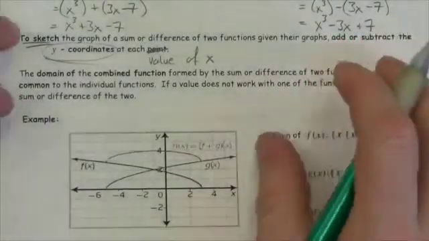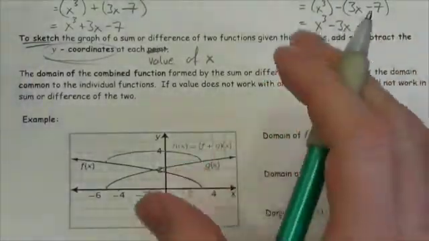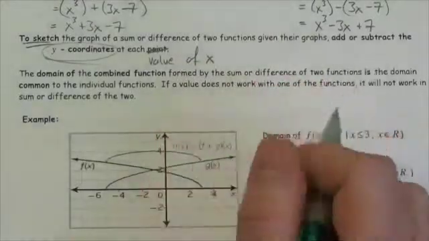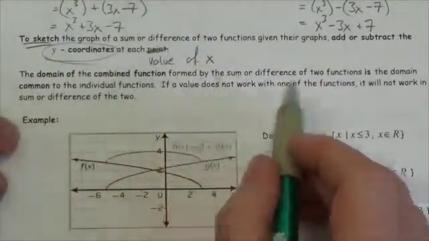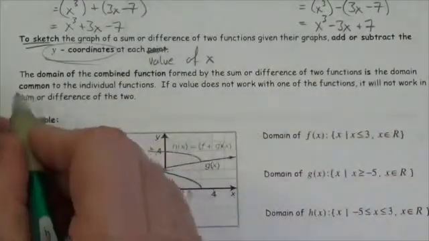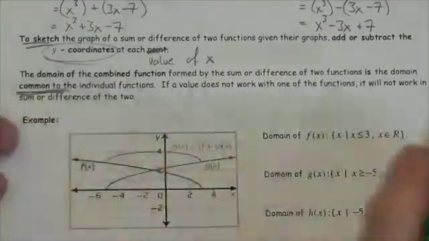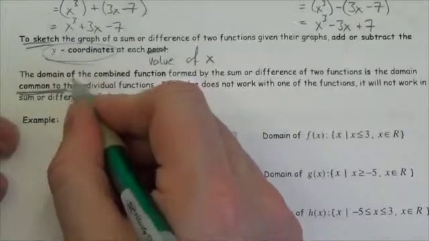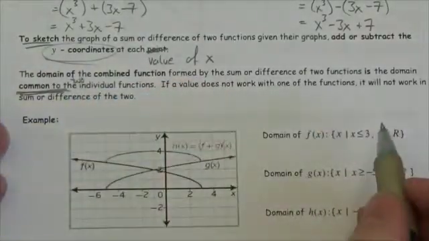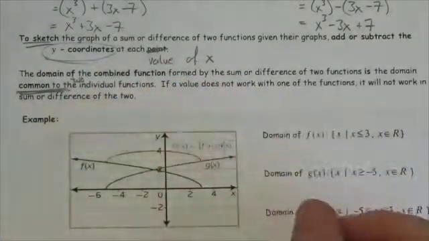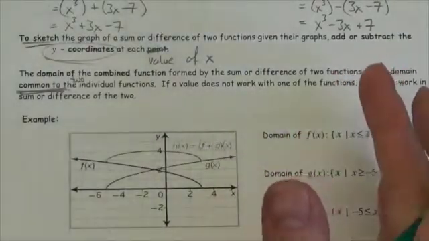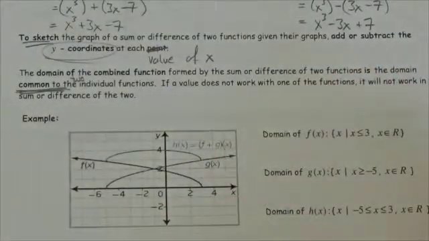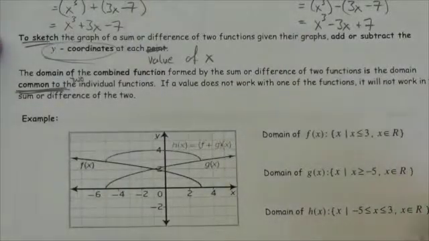Remember, this is a vertical change in these graphs. This is a vertical summation of the two, not a horizontal one. So the domain of the combined function, formed by the sum or difference of two functions, is the domain common to the two individual functions. Okay, so essentially, I can't add two functions together if there's a spot where one function doesn't exist. And that should be kind of straightforward here.